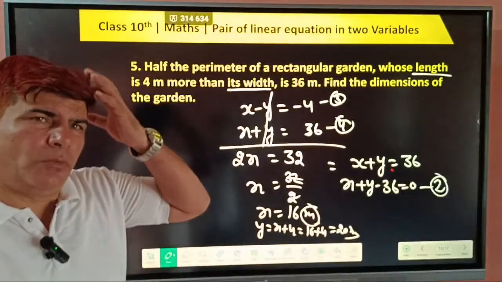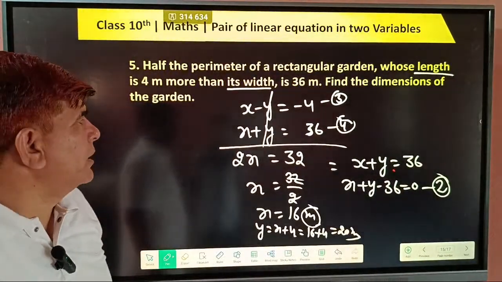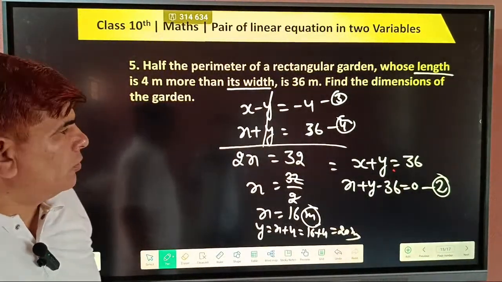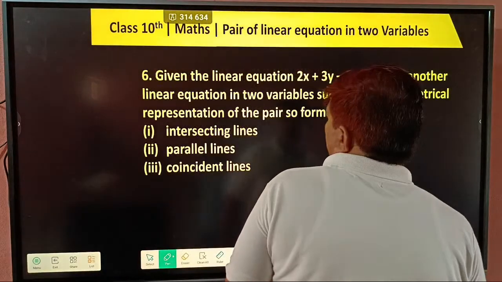Not only this method, there are so many methods. In the next portion of this chapter, substitution, elimination method and cross multiplication method are given. Yes or no? So next, this is given.